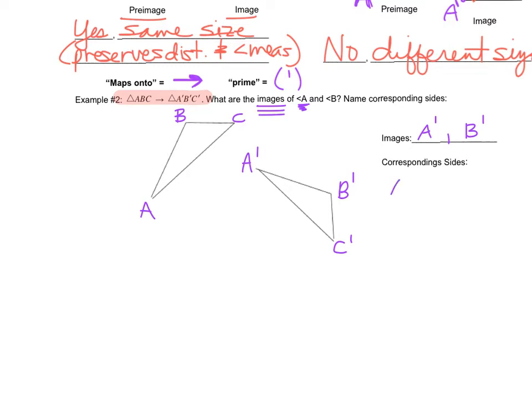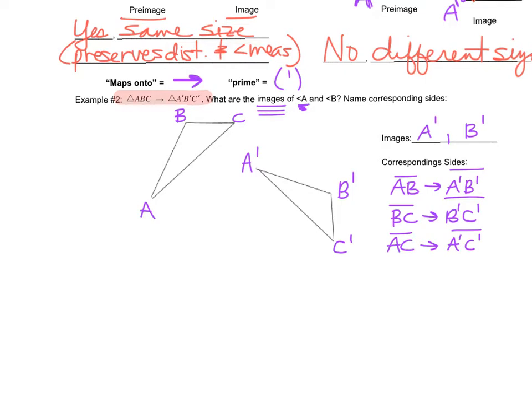So your corresponding sides would be that segment AB maps onto, you could say, segment A prime, B prime. You don't have to do the maps onto. You could just put an and in between. So BC would map onto B prime, C prime. And then AC would map onto A prime, C prime. Okay, so you're just matching up corresponding parts, which, like I said, you guys have done time and time again. That should not be anything terribly new.